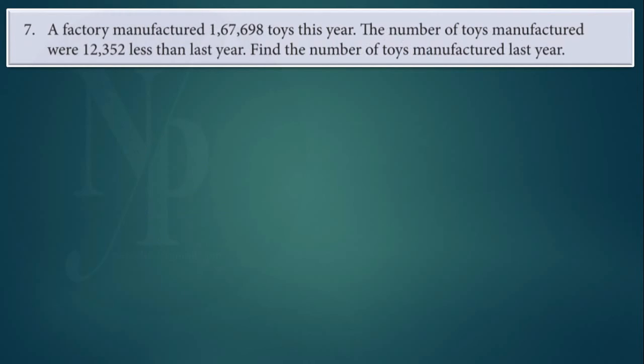Question number 7. A factory manufactured 1,67,698 toys this year. The number of toys manufactured were 12,352 less than last year. Find the number of toys manufactured last year.